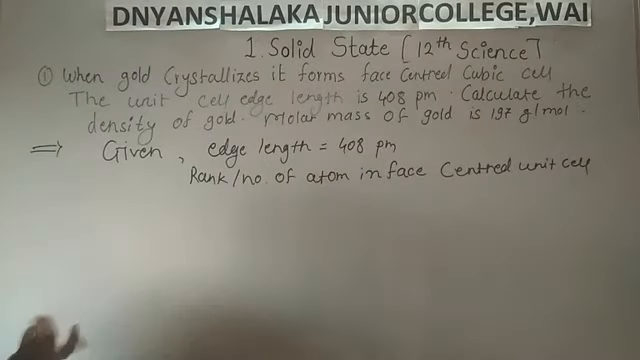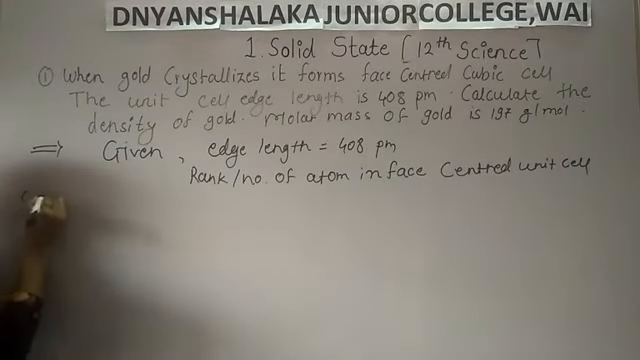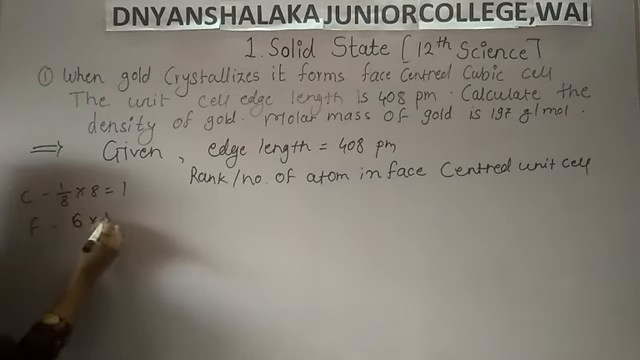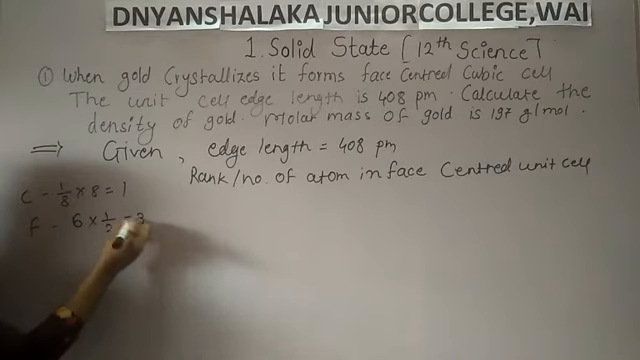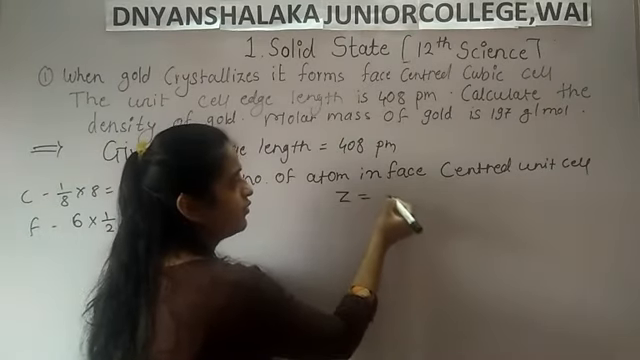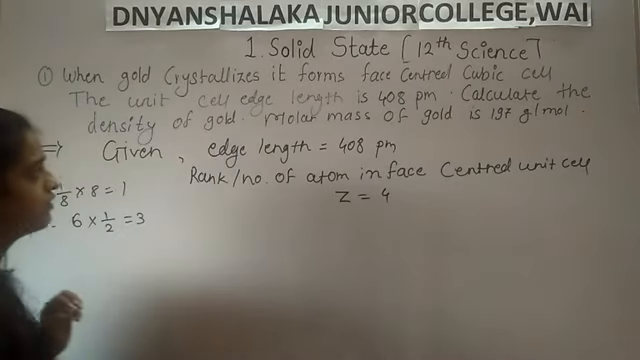So we know that in a face centered unit cell, corner atom is 1 by 8 into total corners 8, so we get 1. And in face centers, a cube has 6 faces, so 1 by 2 for each of the 6 faces, with half portion of the atom inside the cube, so we get 3. So 1 plus 3, we get the rank of the unit cell, that is Z, which is equal to 4.